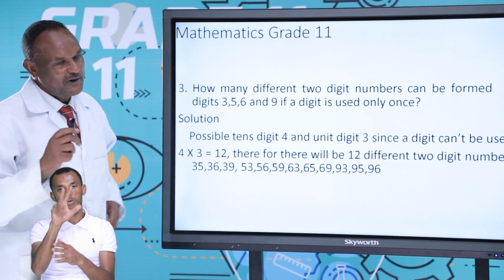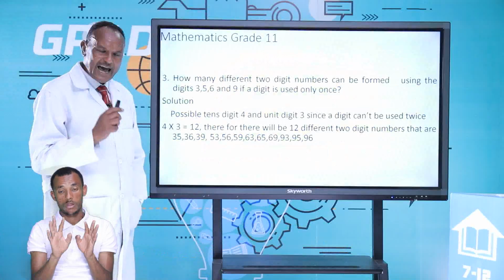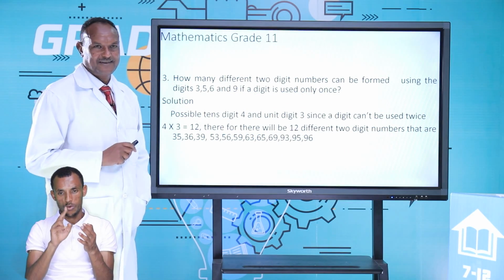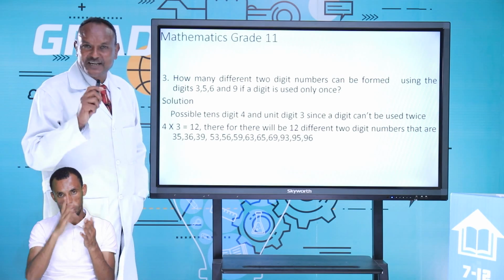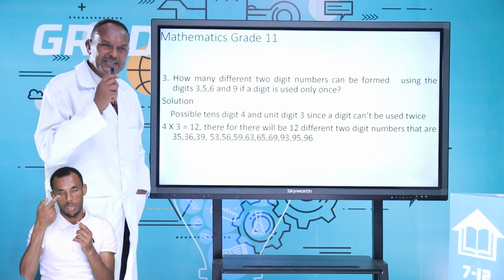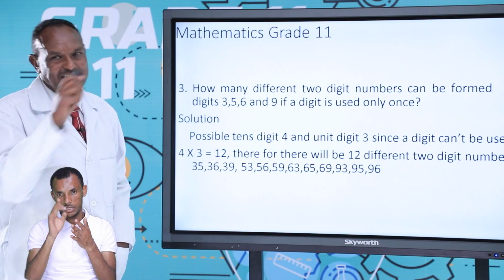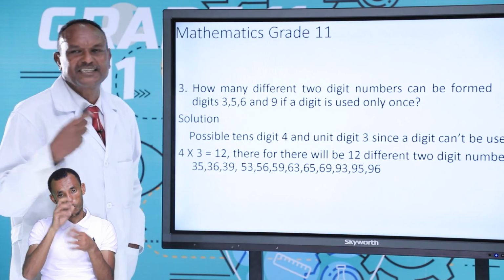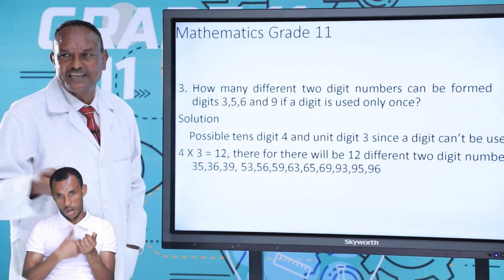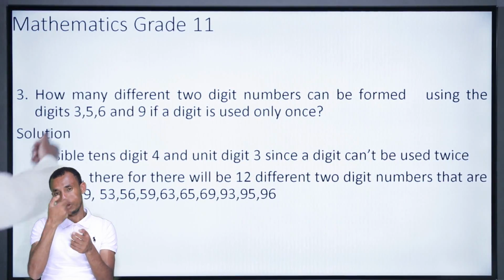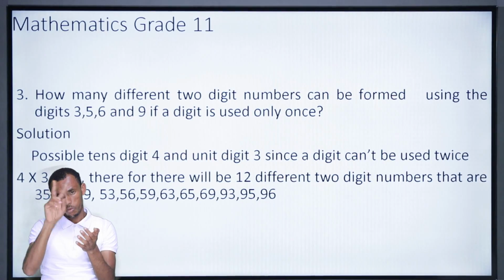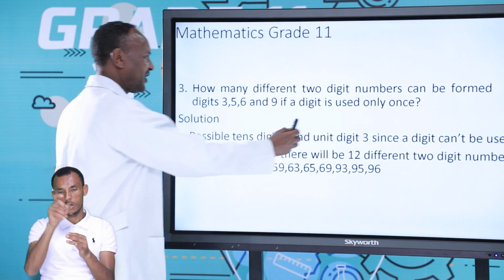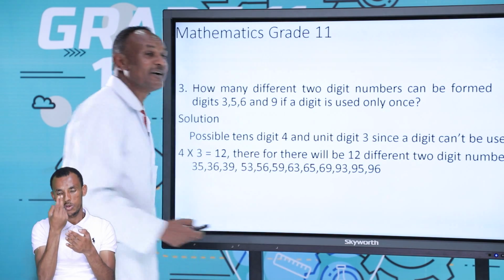Here, don't miss, students. I am not saying that 33 is not a two-digit number. It definitely is a two-digit number, but we are told to use a digit at most once. At most once. Only once. You cannot repeat. 33 is a two-digit number when the digit is repeated. 55 is a two-digit number that can be formed, but when you are repeating the digit. So here what you are asked, if a digit is used only once.